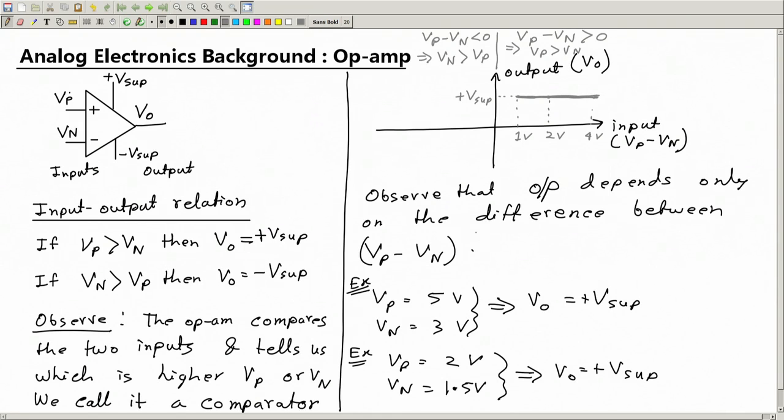It doesn't change. Normally, for example, V supply is equal to 12 volt or maybe 15 volt. These are the normal values. Then in this case we will have minus V supply equal to minus 12 volt or minus 15 volt. Now the difference can be 1 volt, 2 volt, 4 volt, anything, but the output will be the same, 12 volt constant. It's not going to change.